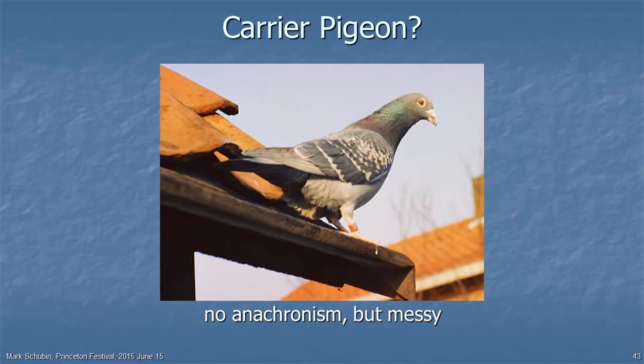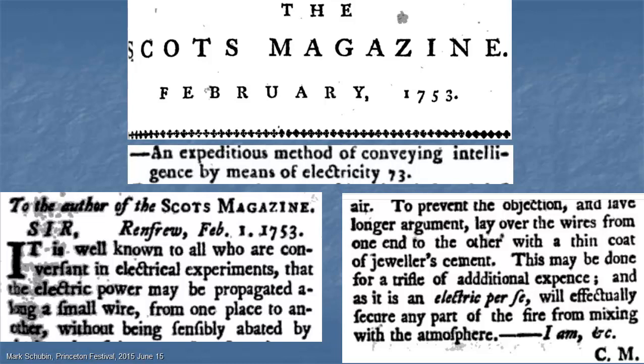But here is the first proposal for an electric telegraph, and it appeared in the Scots Magazine in, lo and behold, 1753. So again, this is well before the opening of Marriage of Figaro at the Wiener Burgtheater. It's even a proposal for insulated wires, but there's no indication that that was built, and the word telegraph didn't exist, so it was called an expeditious method of conveying intelligence by means of electricity.